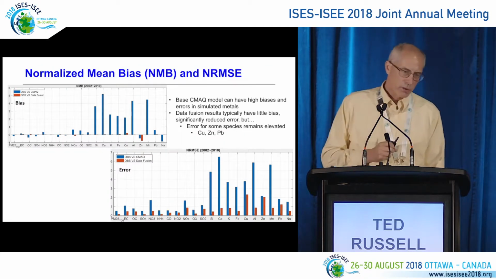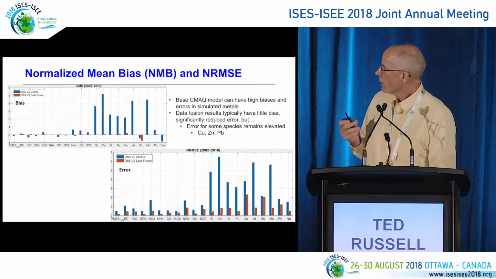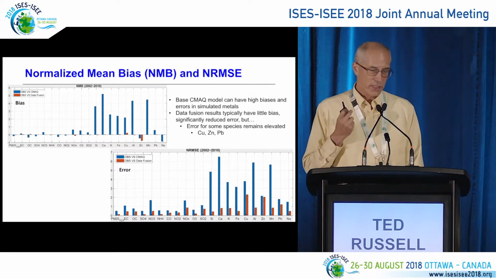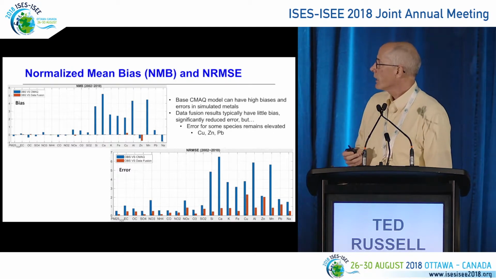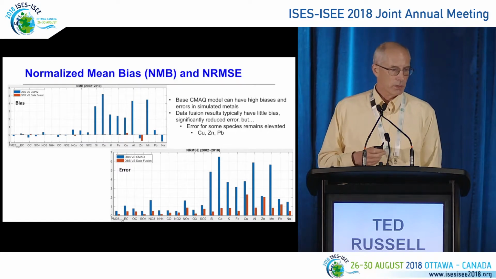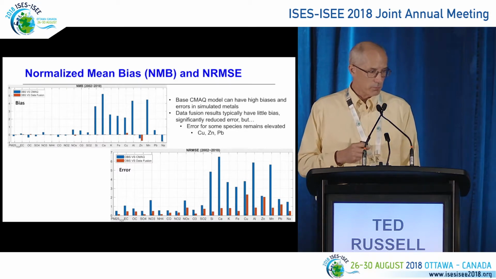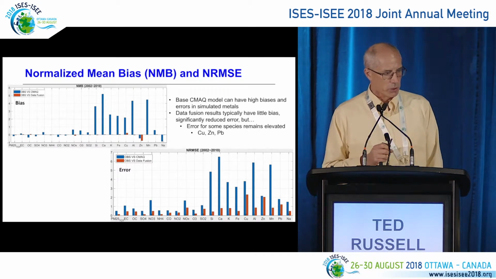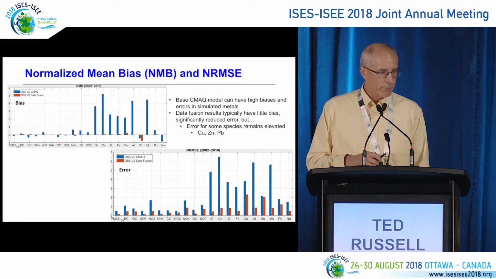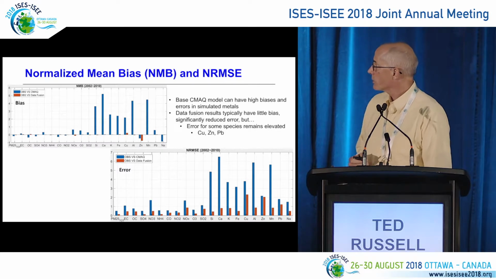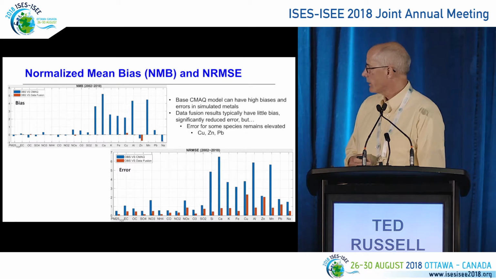So we can look not only at the correlations, but at the biases. You get a similar thing: for many of these trace metals, you get significant and typically positive biases in the simulated concentrations. CMAQ minus observed is what it shows. And when you do the data fusion, the bias typically goes away. You still see things like zinc that actually increase the bias, and we're looking into that.